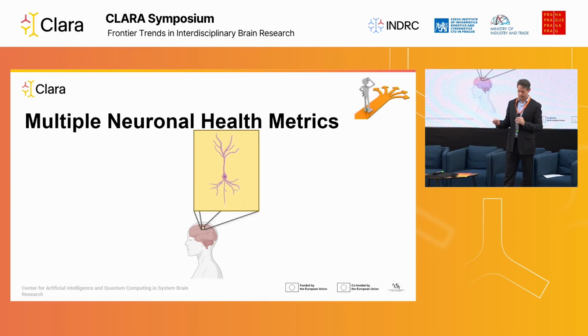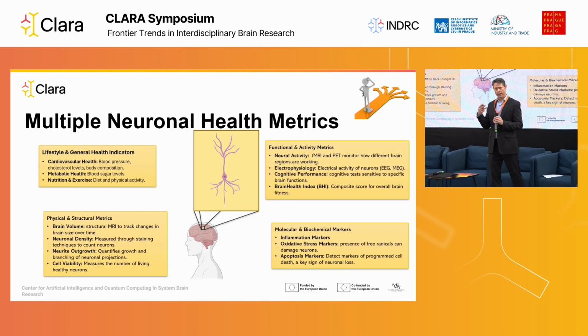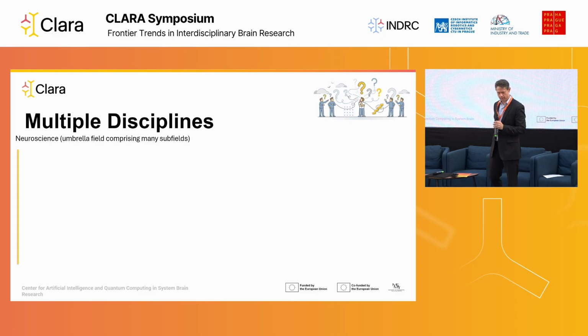So again, I'm going to hammer that complexity issue, because as you talk to different people, they're going to have a different way of looking at how healthy a brain is. It could be lifestyle, it could be physical metrics, it could be structural metrics when you look at MRI. It could be molecular markers when we talk about biomarkers. All of these aspects give you a point of view, but not really the full picture.